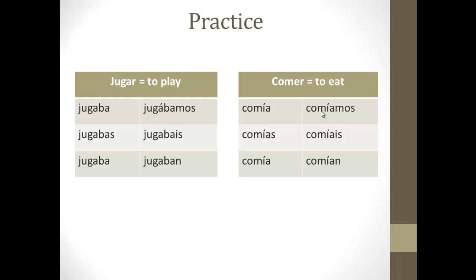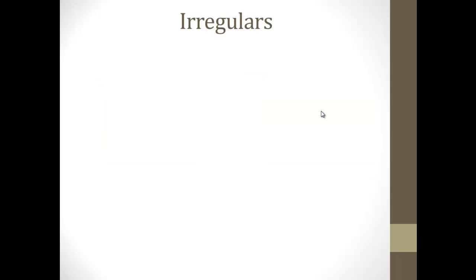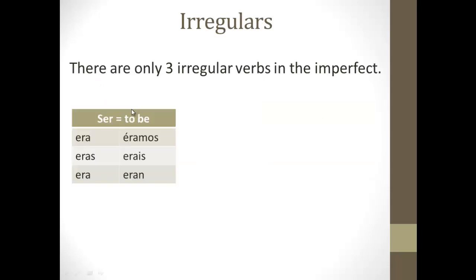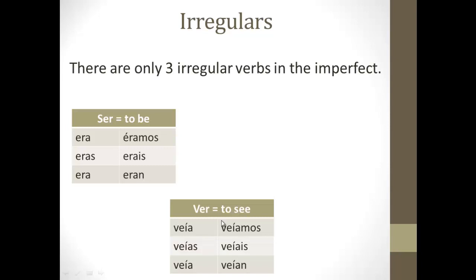There are, of course, some irregular verbs, and we're going to take a look at those. You will be excited to know that there are actually only 3 irregular verbs in the imperfect tense. So compared to the preterite, that's much better. Here are your irregulars. The first irregular verb is ser. To conjugate ser in the imperfect tense, you have era, eras, era, éramos, eran. To conjugate ver, which means to see, you have veía, veías, veía, veíamos, veían.